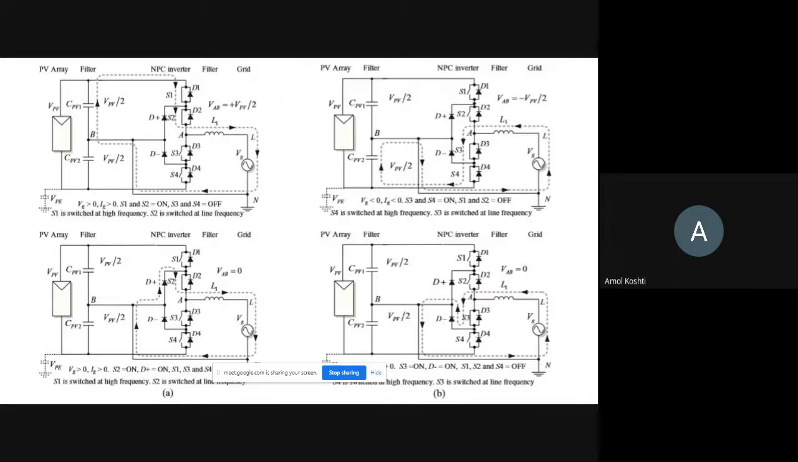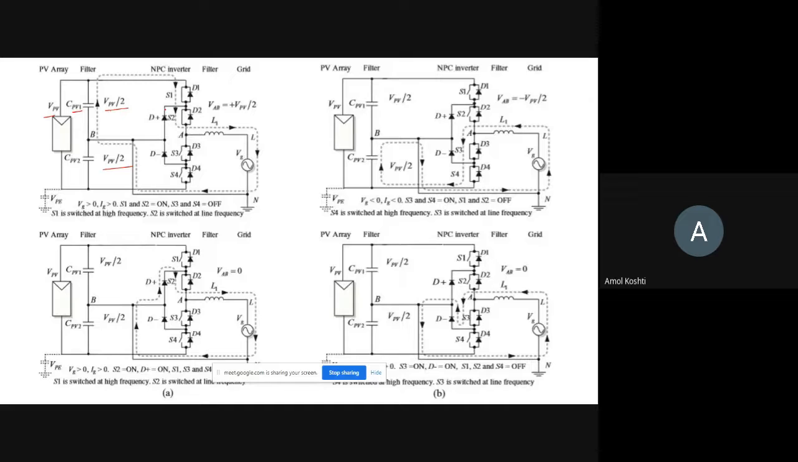So how does switching happen here? Initially we consider these CPV capacitors and we are producing the output here. Our input voltage is VPV. If the two capacitors are of the same size, then this VPV is divided equally across the two capacitors, that is VPV by 2 and VPV by 2. In this way, the input voltage is divided across these capacitors.